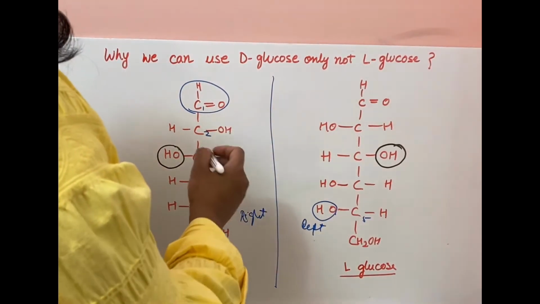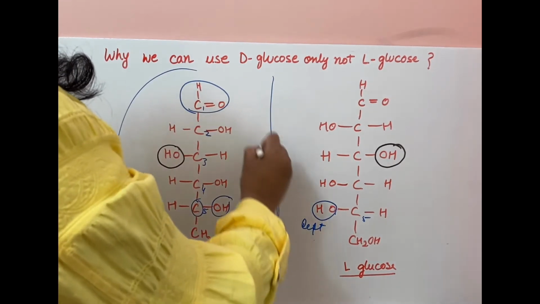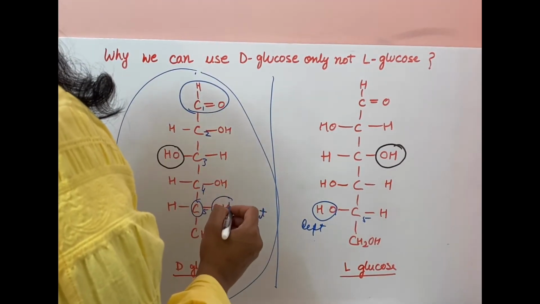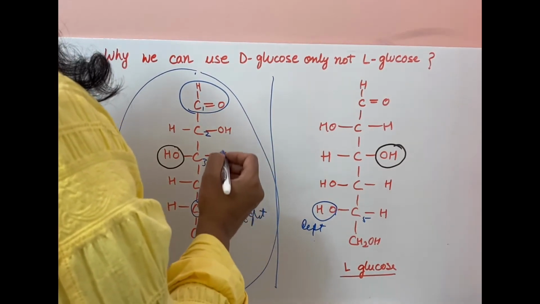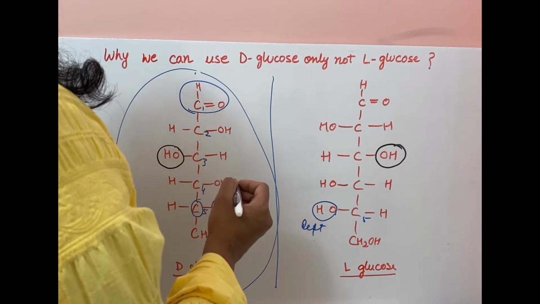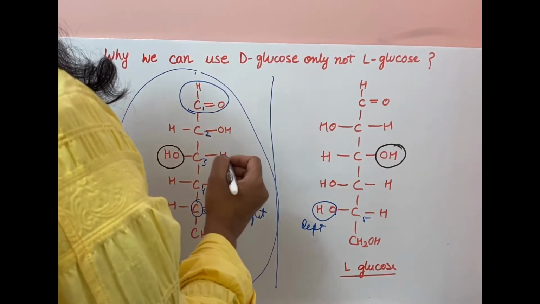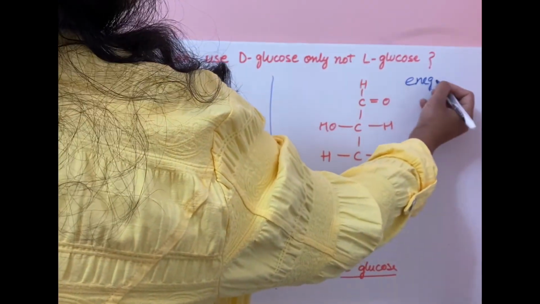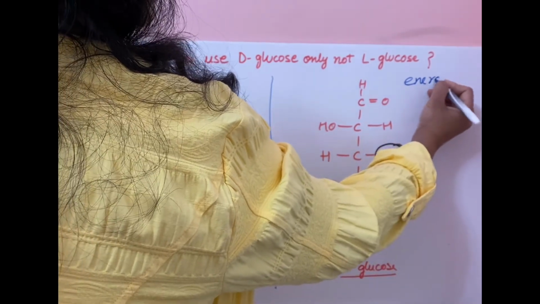So why can we use only D-glucose, not L-glucose? The reason is all the naturally occurring sugars are D sugars. Glucose in plants, animals, anywhere we find it naturally is D-glucose. What do we do with glucose? We use glucose as an energy source.